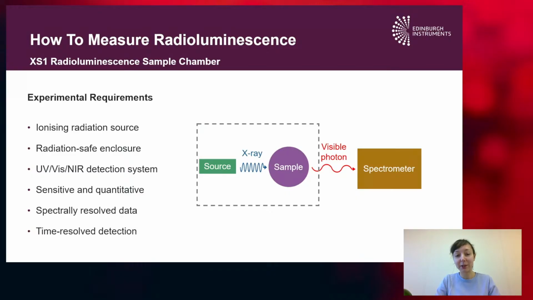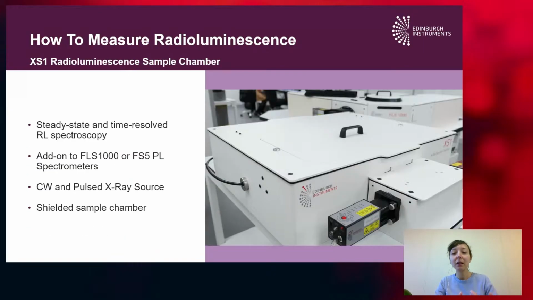And as Tommy mentioned, we have a commercial product at Edinburgh Instruments that takes all these design requirements into account, and that's the XS1 radioluminescence sample chamber. So we've developed it with these requirements in mind, and it's an accessory for our photoluminescence spectrometers that can measure steady state and time resolved radioluminescence. It incorporates a continuous and a pulse X-ray source that are inside a radiation-safe enclosure.